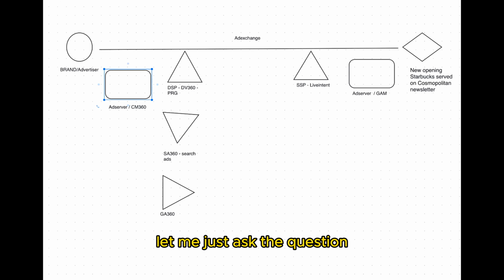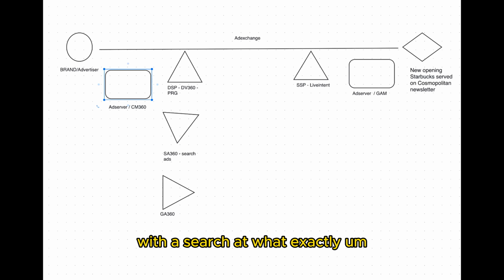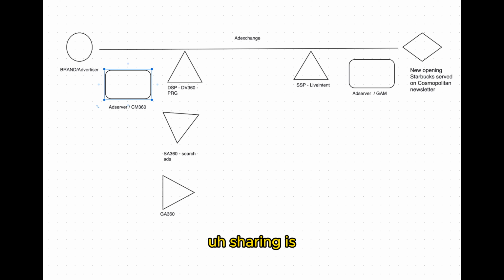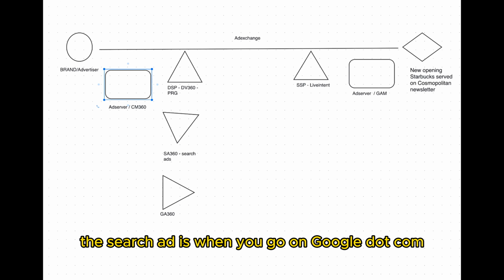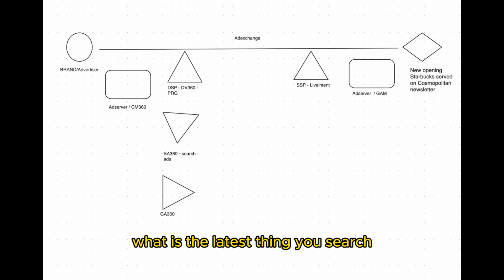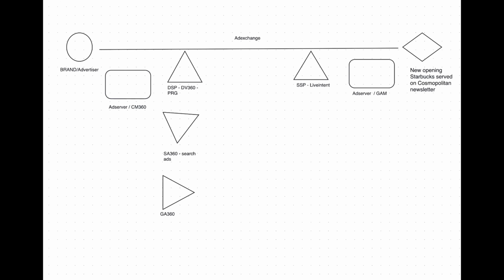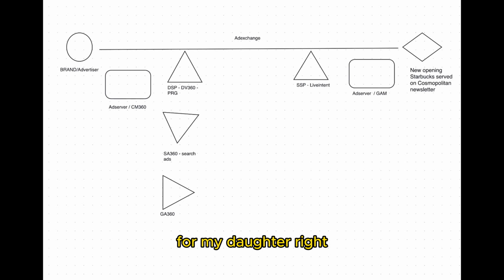So let me just ask a question. Explain to me what's the difference with a search ad. What exactly is that? So the search ad, I wonder if I can share. Sharing your screen. Do you want to continue for everyone? Okay. The search ad is when you go on google.com and you search for the latest thing you looked for, if it's okay to share with the rest of the team. Do you remember the last thing you were looking for? Oh, no, really. The last thing I was looking for is cupcakes for my daughter, right?